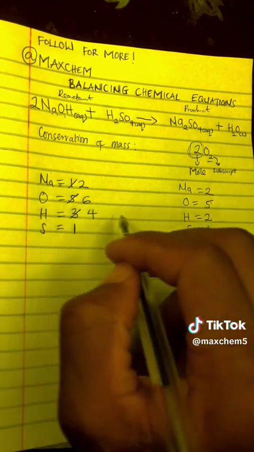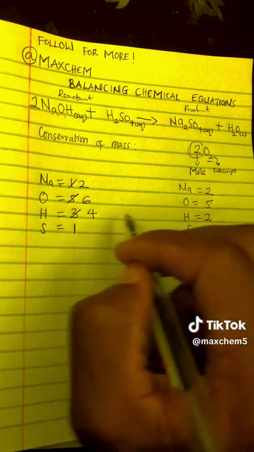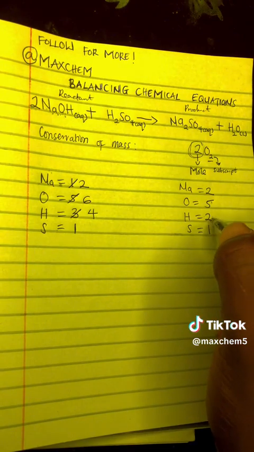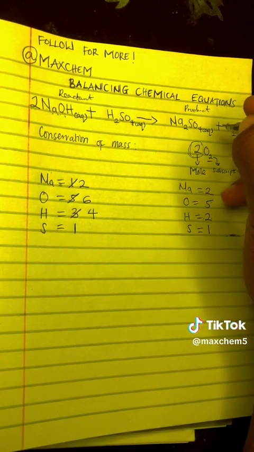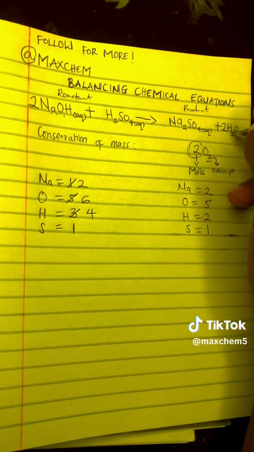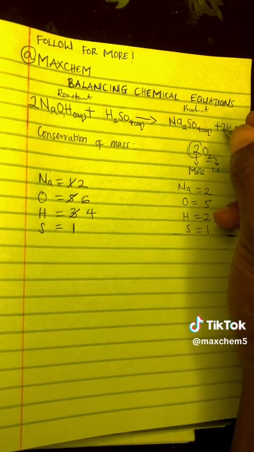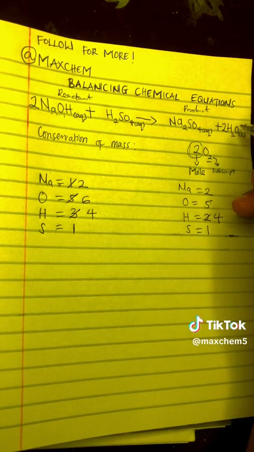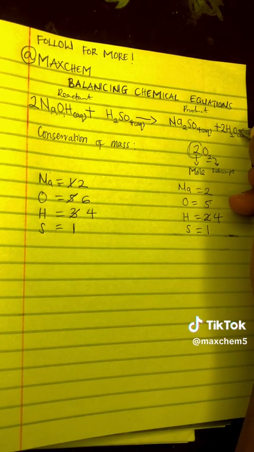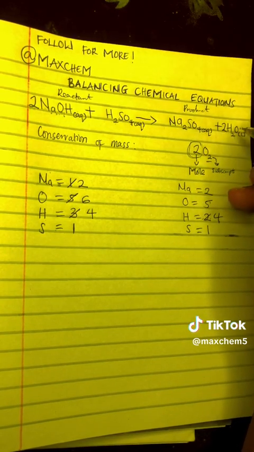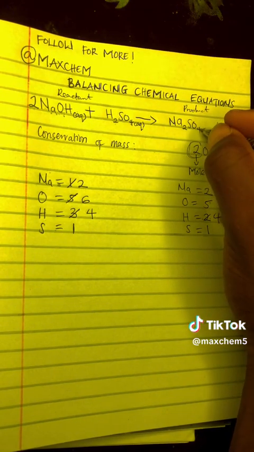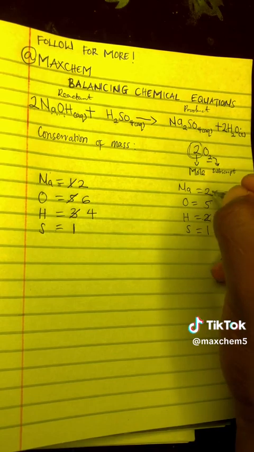So let us move to the hydrogen. What can you do to the hydrogen? You see, the hydrogen here is 4. Hydrogen here is only 2. What can you do to this one to make it 4? You can add 2 here. If you add 2 here, the hydrogen here will become 2 times 2, which gives you 4. So it is now balanced. And this will also affect this oxygen. 2 times 1 will give us 2. There is also 4 here. 2 plus 4 is going to give us 6.